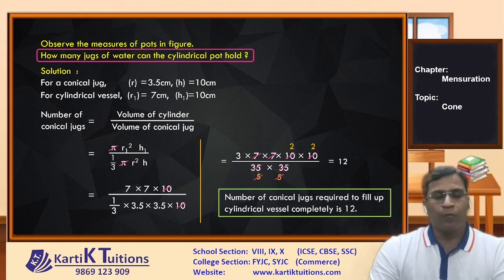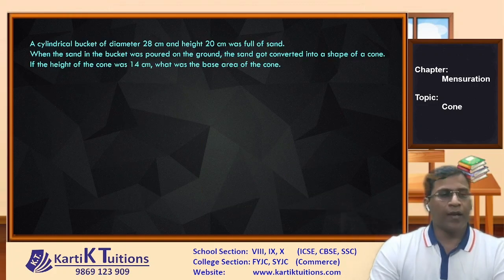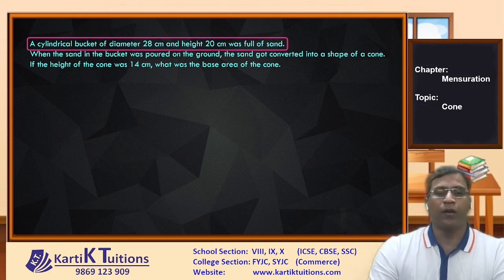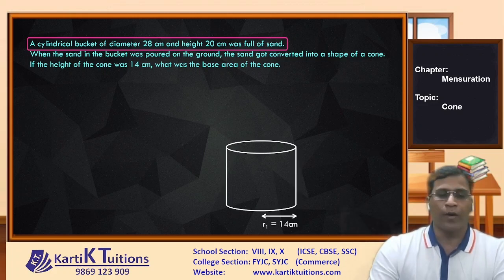Let's have a look at one more question. A cylindrical bucket of diameter 28 centimeter and height 20 centimeter was full of sand. When the sand in a bucket was poured on the ground, the sand got converted into a shape of cone. If the height of the cone was 12 centimeter, what was the base area of the cone? Let's see. Now, cylindrical bucket of diameter 28 centimeter and height 20 centimeter was full of sand. So this is your bucket.